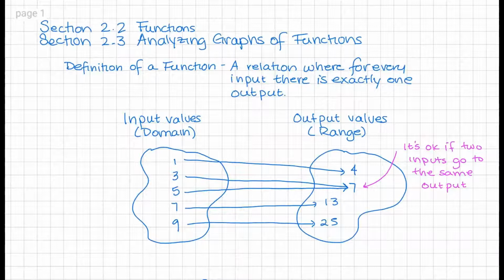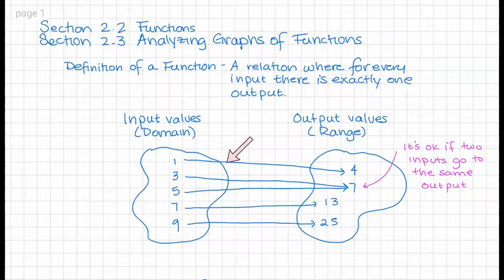A function is a relation where for every input there is exactly one output. And one way you can think of functions is with these little set blobs. If we think of the input values as our domain, let's say that these 5 numbers make up our domain, and then we have output values, which is our range. For every input, it's mapped to exactly one output.